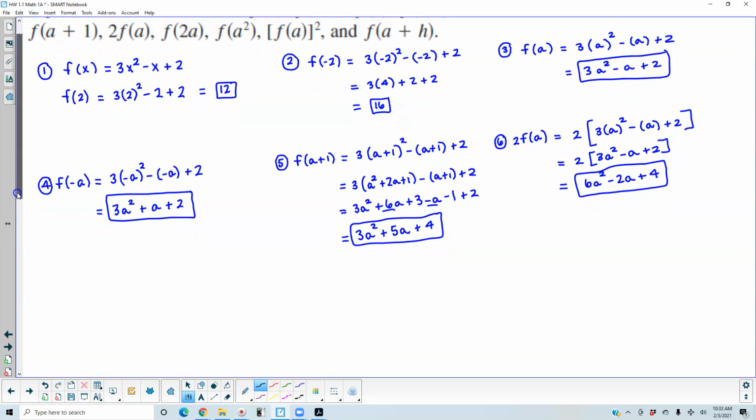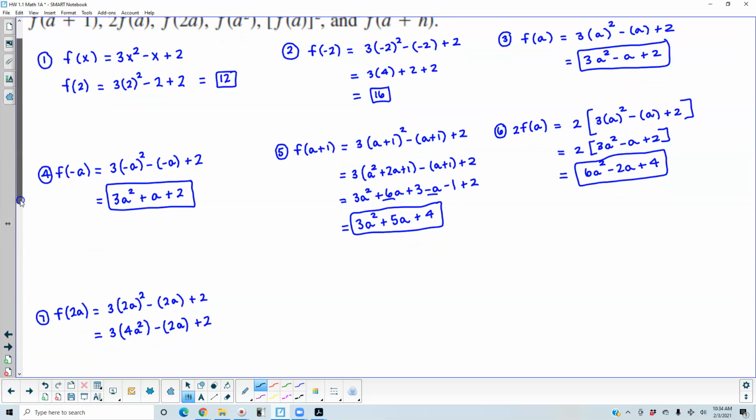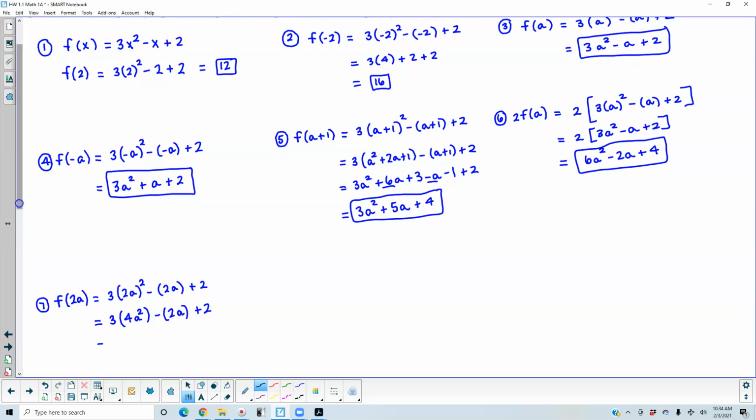Okay, next we want to find f of 2a. So it's 3 times 2a squared minus 2a plus 2. So that's 3 times 4a squared minus 2a plus 2. So 3 times 4a squared is 12a squared minus 2a plus 2.